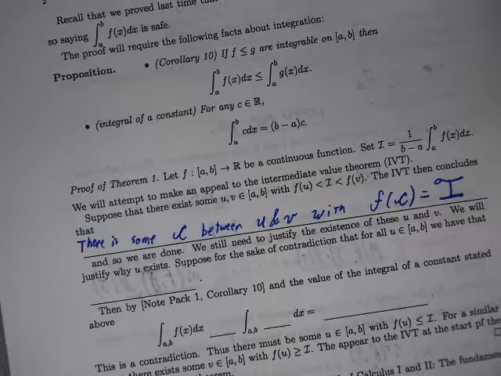Can you say a few words about why C is in the closed interval from A to B? Because C is between U and B, which are in that interval. And in fact, C is in the open interval from U to B, I think. Right, the intermediate value theorem gives you something strictly between.